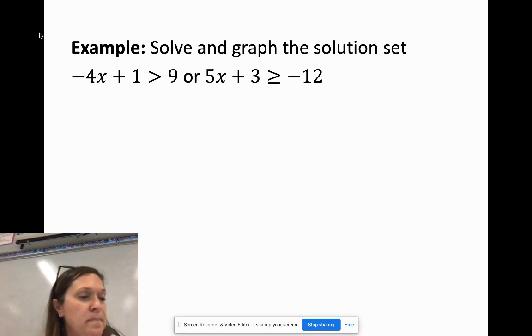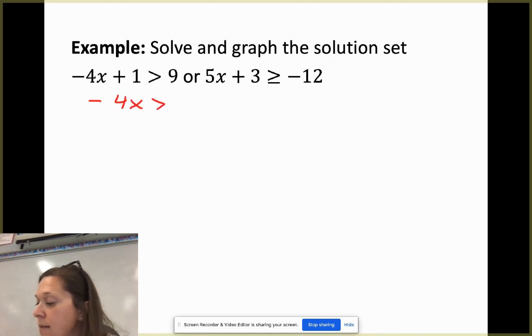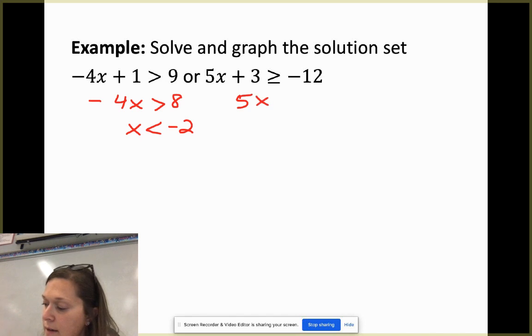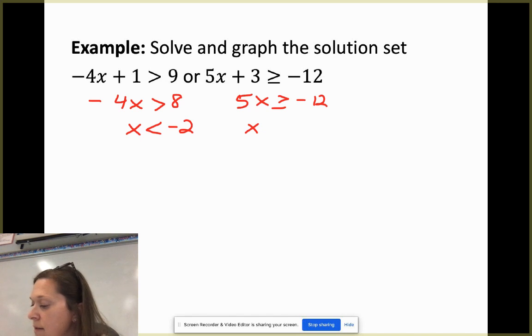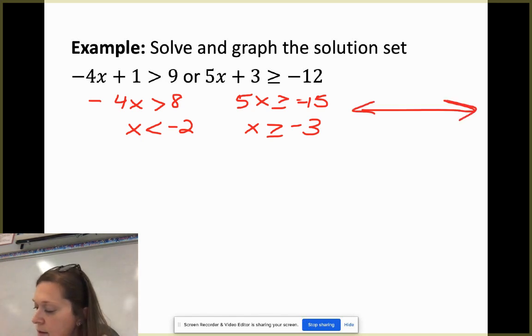Let's go ahead and do this one. Negative 4x plus 1. So again, we're doing the same thing, just signs are different. Negative 4x is greater than 8. So we end up with x is less than negative 2. And then 5x is greater than or equal to negative 12. X is greater than or equal to, not negative 12, negative 15. Didn't do my math right there. Gets us negative 3. Was I missing a negative there? I don't remember. Okay, so let's see what this looks like.